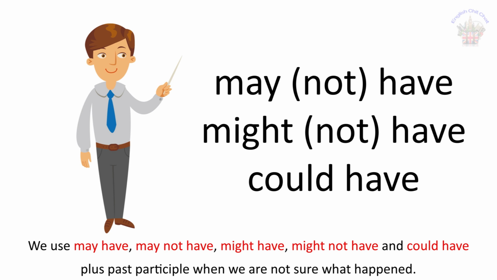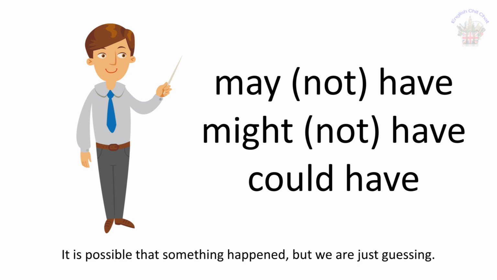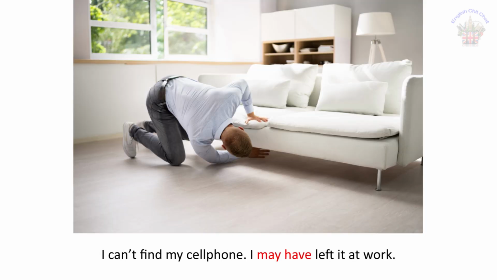We use may have, may not have, might not have, and could have plus past participle when we are not sure what happened. It is possible that something happened, but we are just guessing. I can't find my cell phone. I may have left it at work.